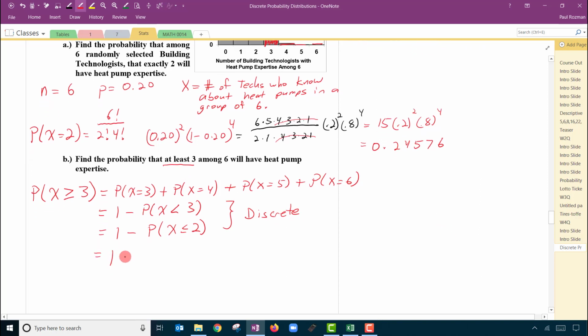And then we could do this calculation. To get all the cases of being less than or equal to 2, we'd calculate 2 successes or 1 success. And don't forget about none. That's a possibility. You could ask 6 people, do you know anything about heat pumps? And they all could say, no. So that's this case here.